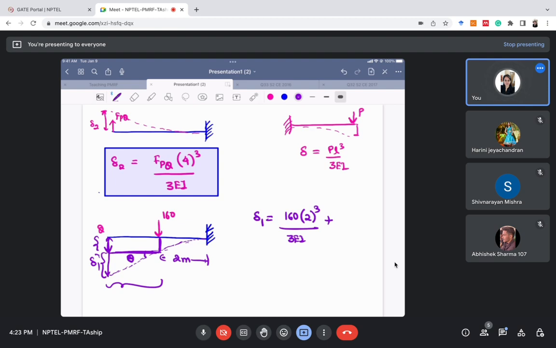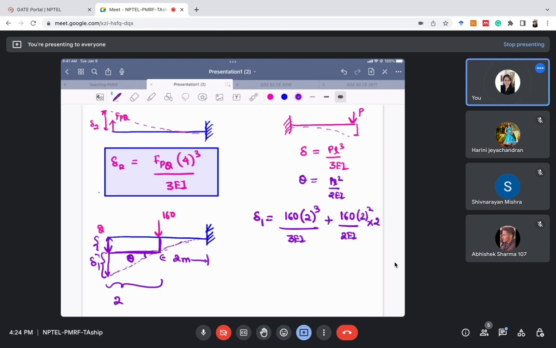How will you find the value of theta whenever there is a point load here? Theta is PL square by 2EI. This is how you calculate the value of theta, right? Please remember these standard deflection formulas. You'll see they will never ask them directly, but they have asked them in this question, because without them you cannot solve this problem. So now it is theta times L. Theta is PL square by 2EI, so PL square by 2EI multiplied by length. This length is also 2.